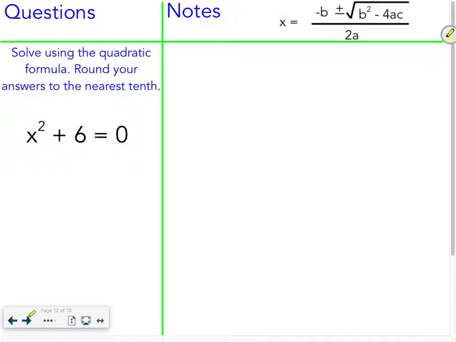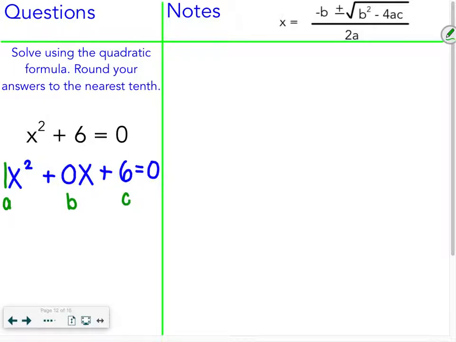All right, and this third one is already equal to 0, but you'll notice that there is something missing from it. We are missing one of our values. We have our x squared value. What we don't have is just our x value in the middle. So you're going to put a 0 for your x value, and then plus 6 equals 0. So that means A is 1, B is 0, and C is 6.